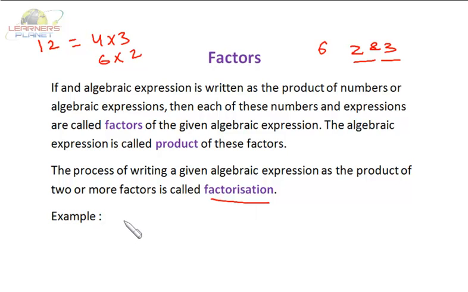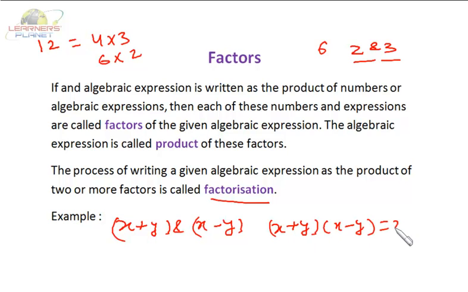Suppose I have two algebraic expressions, say x plus y and x minus y. Now suppose I multiply both of them. So what I will be getting is x plus y into x minus y, which gives x square minus y square. That means x plus y and x minus y are factors of x square minus y square, and x square minus y square is the product of x plus y and x minus y. And this process is known as factorization. Okay, let's discuss one or two more examples.